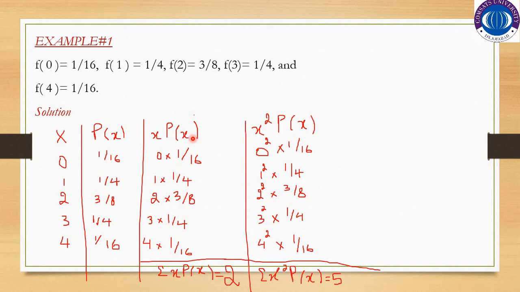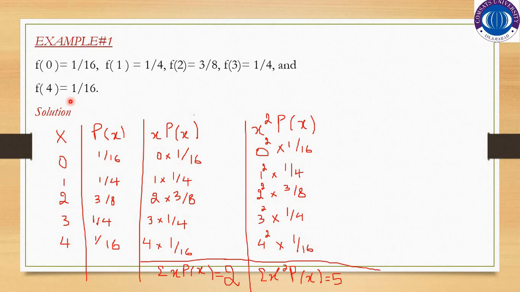Now, we have discussed this particular example in the case of cumulative probability distribution function. We are taking the same example where f of 0 is equal to 1 over 16, f of 1 is 1 over 4, f of 2 is 3 by 8, f of 3 is 1 by 4, and f of 4 is 1 by 16. Here we know that x has 5 values: 0, 1, 2, 3, and 4. Its probabilities are 1 by 16, 1 by 4, 3 by 8, 1 by 4, 1 by 16.